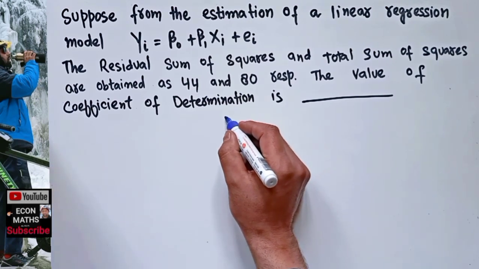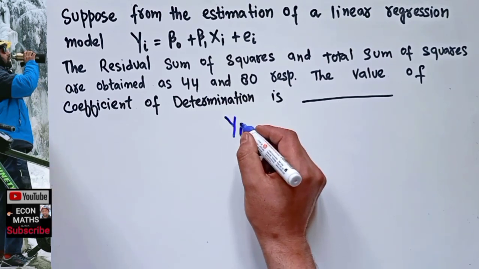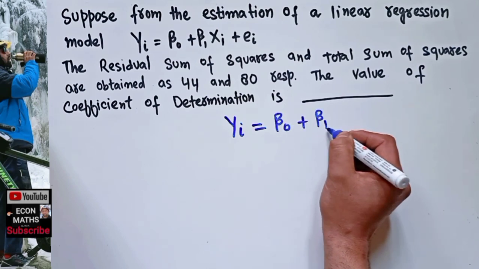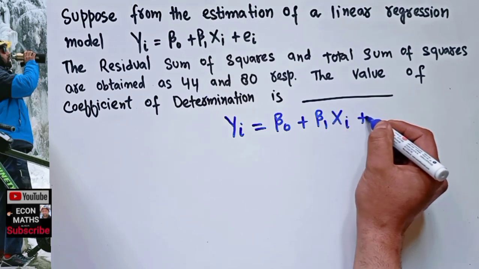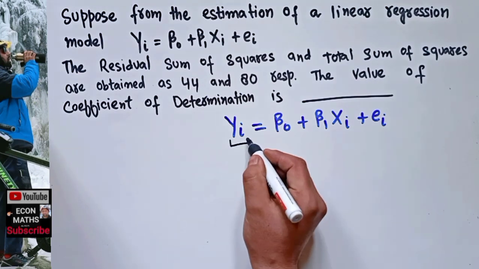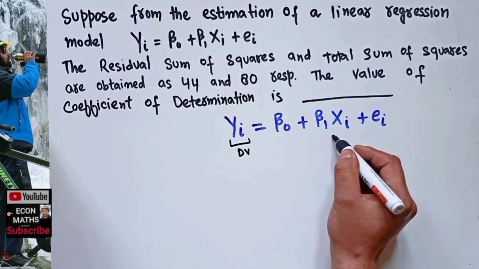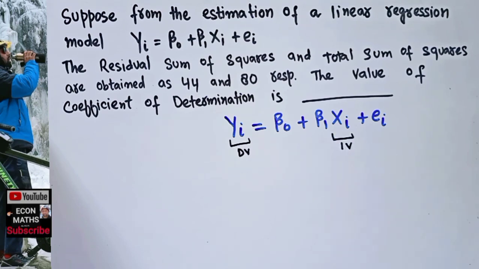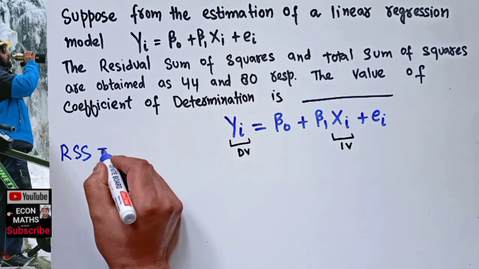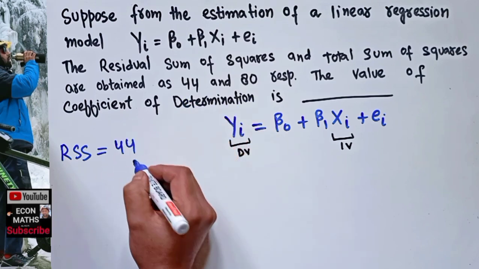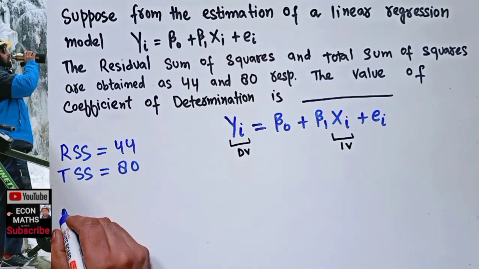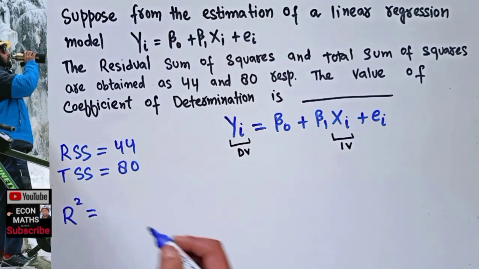We are being given a linear regression model, yi is equal to beta naught plus beta 1 xi plus ei. Here yi is the dependent variable and xi denotes the independent variable. We are given the residual sum of squares equal to 44 and the total sum of squares equal to 80. We need to find the value of r square, that is the coefficient of determination.